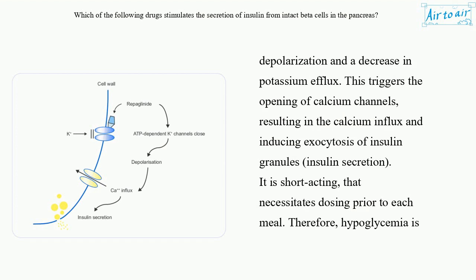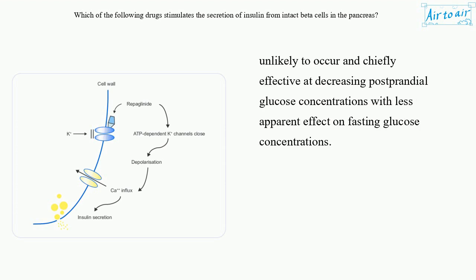This triggers the opening of calcium channels, resulting in calcium influx and inducing exocytosis of insulin granules, that is, insulin secretion. It is short-acting, which necessitates dosing prior to each meal. Therefore, hypoglycemia is unlikely to occur, and it is chiefly effective at decreasing postprandial glucose concentrations, with less apparent effect on fasting glucose concentrations.